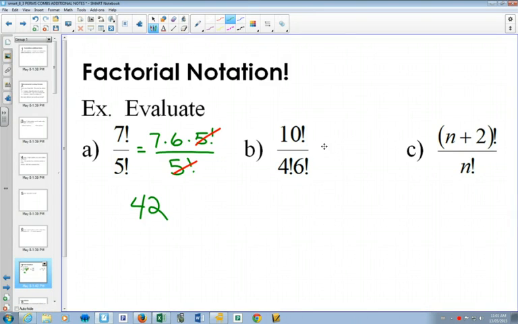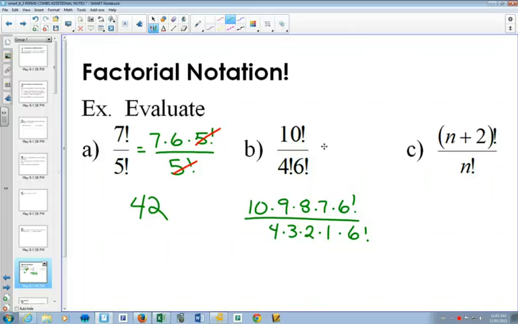So for B, test your mental math skills, test your simplifying skills without a calculator. 10 factorial over 4 factorial, 6 factorial. Give you a head start. So I expanded the top one until I got to 6 factorial, because then I knew that would cancel out with that. I wrote 4 factorial. I wrote it down to 1.